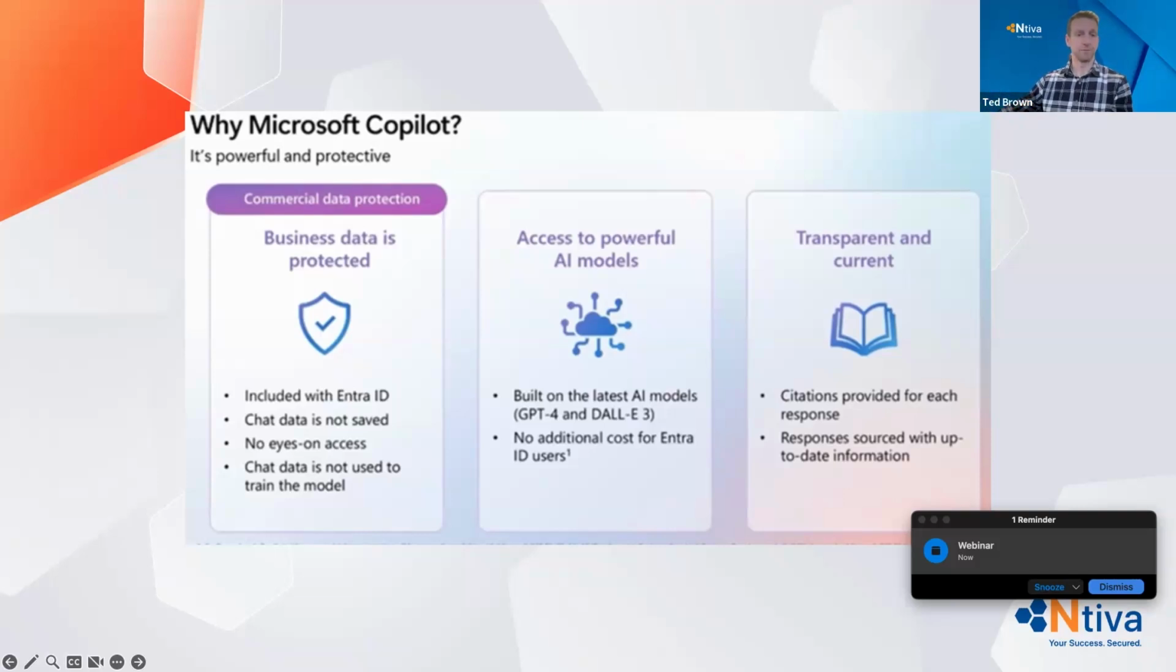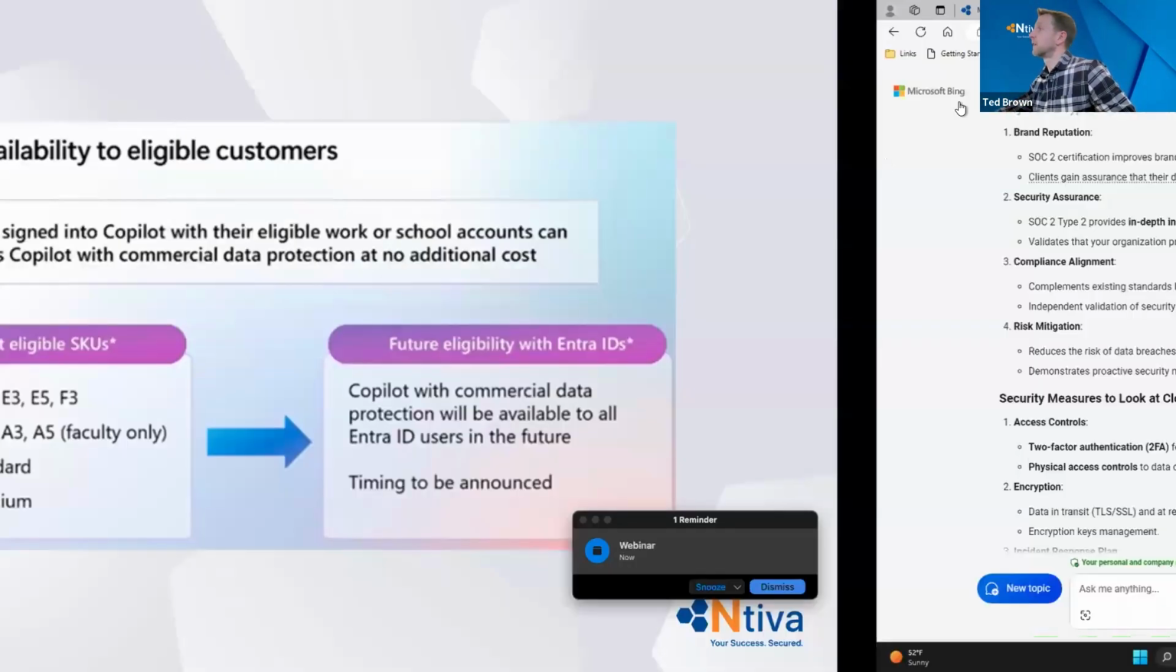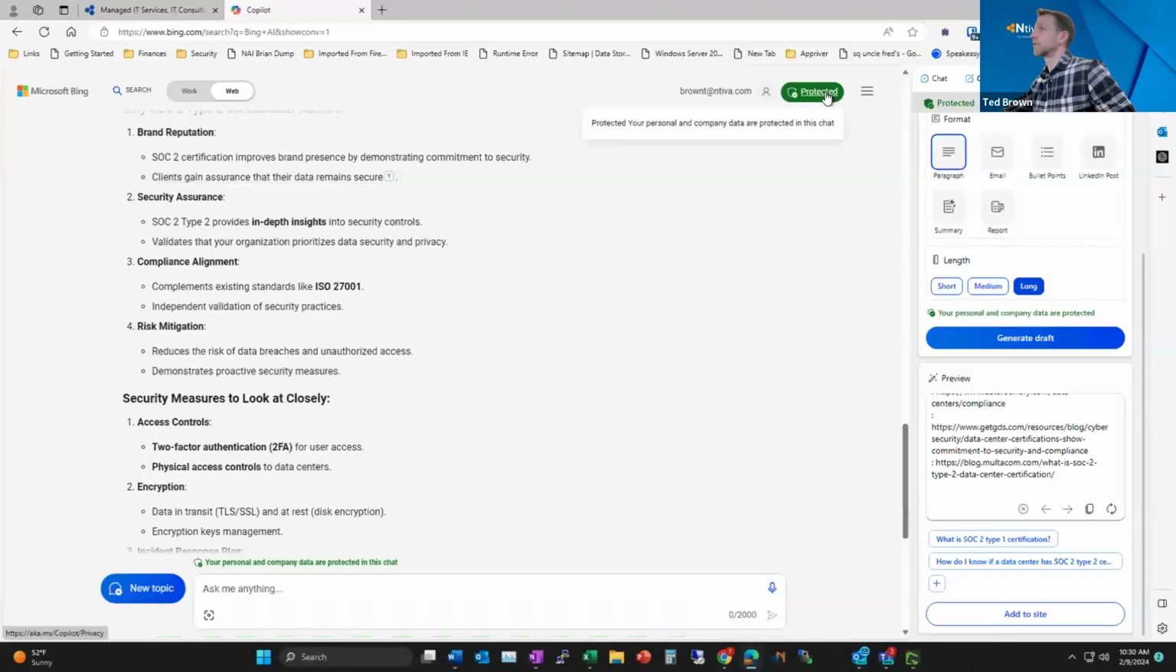Now, as I mentioned, this is available for most clients today. So if you have a Microsoft SKU that is Microsoft 365 E3, E5, F3, Microsoft 365 A3 and A5, which are academic type licenses, Business Standard or Business Premium, you are automatically set for data protection. You can know this when you're looking in Microsoft Copilot. If I come up here, I can see my name says protected. So all the information that I'm putting into this chat is protected by the Microsoft privacy levels they've already put in place.